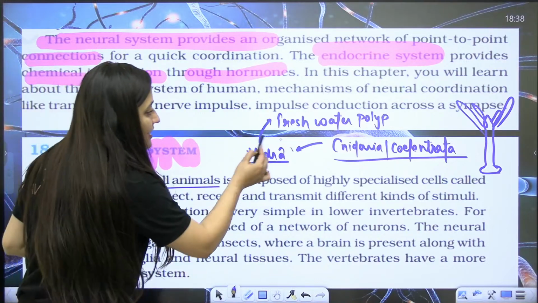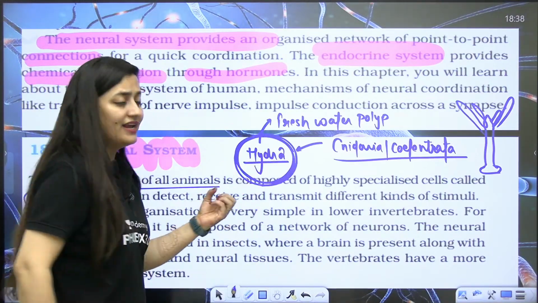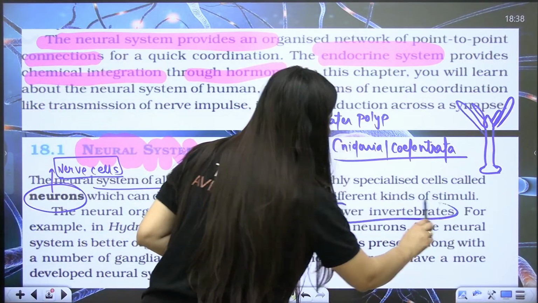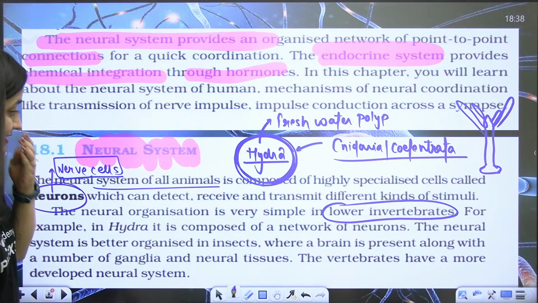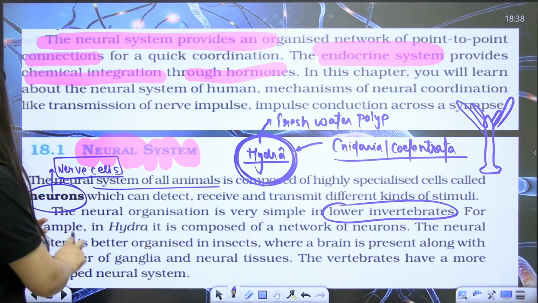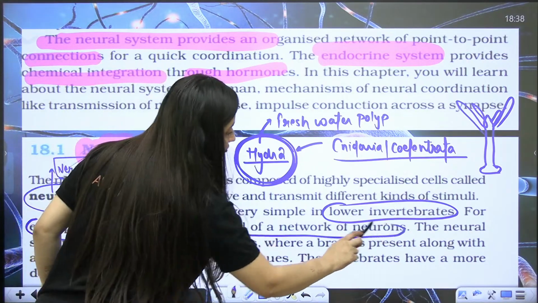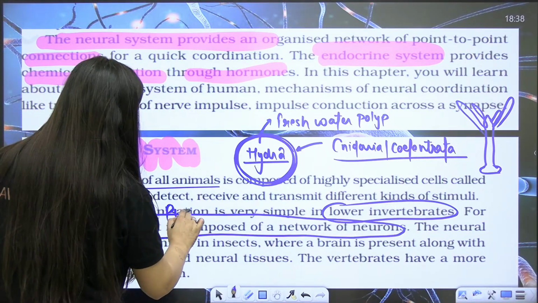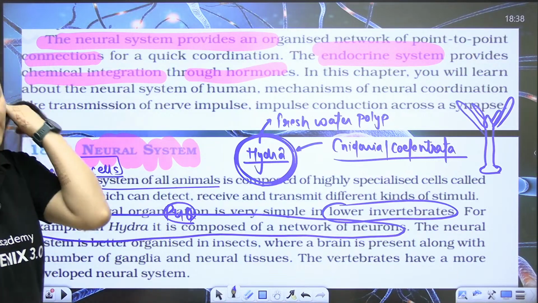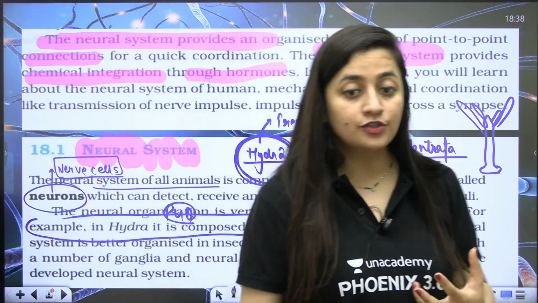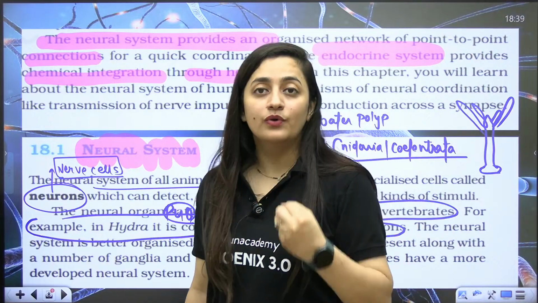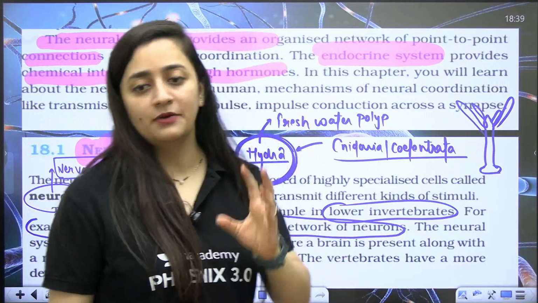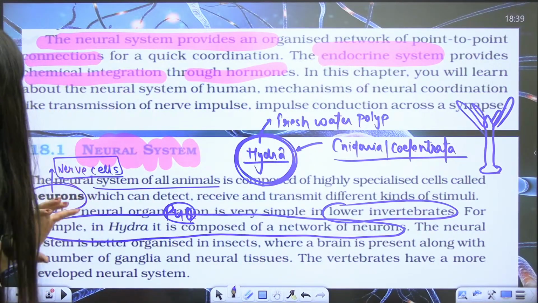In the case of Hydra, which is a lower invertebrate, it has a very simple type of nervous system. It has just a network of neurons, a diffused network of neurons. A very important thing, and again, that is a previous year question. So in Hydra, we will see a kind of primitive network of nerve cells. Sometimes we call it a diffused network of nerve cells. Is that clear?